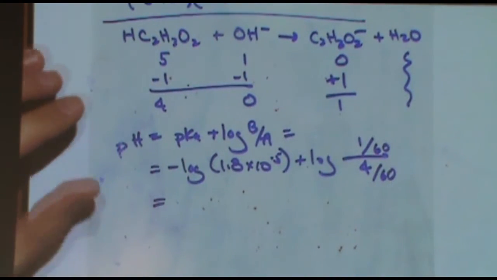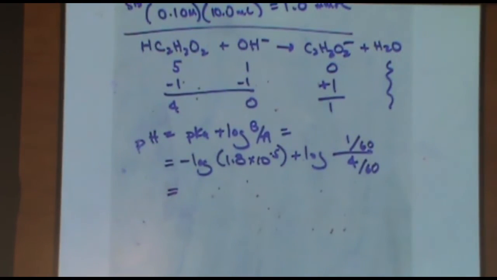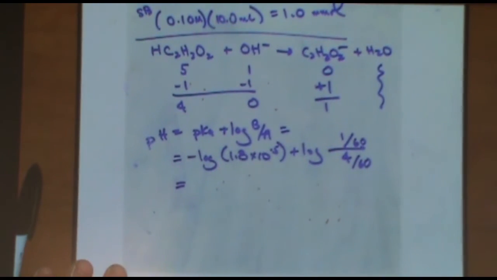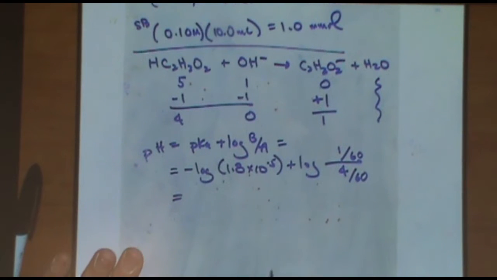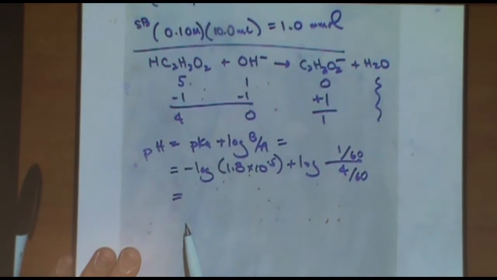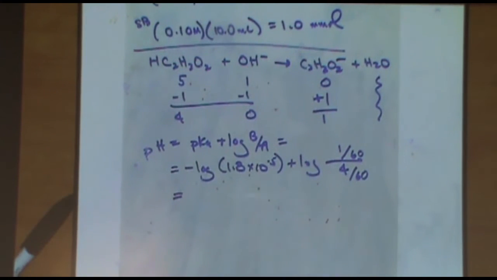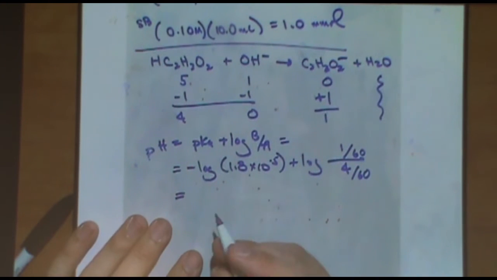Am I expecting to get a pH above or below 7? What's in excess? An acid. It better be below 7. Okay, is it going to be really low, like close to 0, or somewhere in the middle, or close to 7? It's a weak acid. I expect it somewhere in the middle. Okay, not too low, probably not too close to 7.